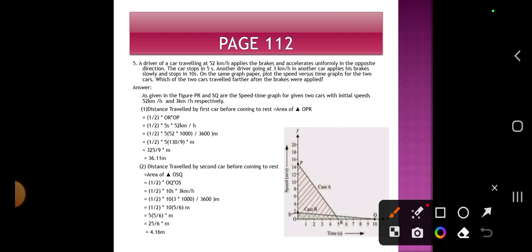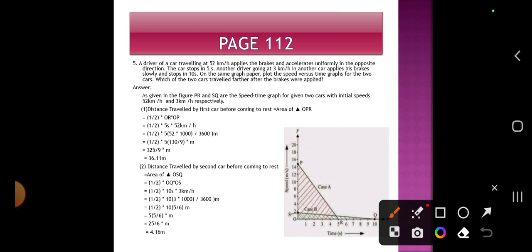Question 5. A driver of a car traveling at 52 km per hour applies the brakes and accelerates uniformly in the opposite direction. The car stops in 5 seconds. Another driver going at 3 km per hour, in another car, applies his brakes slowly and stops in 10 seconds. So plot the speed versus time graph for the two cars. Which of the two cars travels farther after the brakes were applied? Okay, we need to find that.